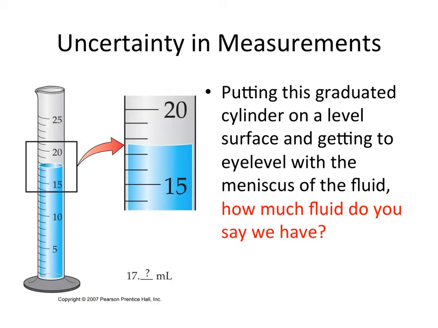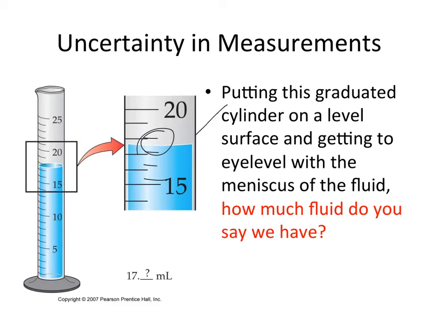So when we measure things, we have a certain amount of uncertainty. If we were looking at this graduated cylinder, we can for sure say that we have at least, well, here's 15, 16, 17. We have at least 17 grams, but we know that we also have less than 18. That we can say for certainty. But 17 in what? Well, it all depends on how you're reading it.